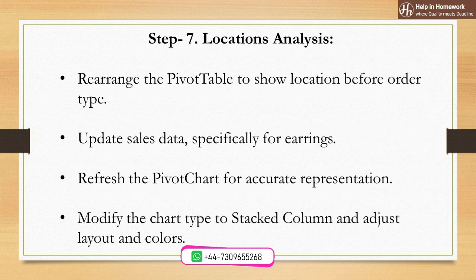Step 7. Locations analysis. Rearrange the pivot table to show location before order type. Update sales data specifically for earrings. Refresh the pivot chart for accurate representation. Modify the chart type to stacked column and adjust layout and colors.